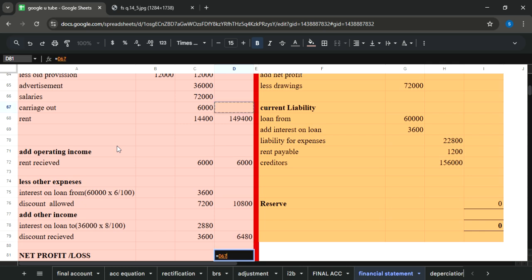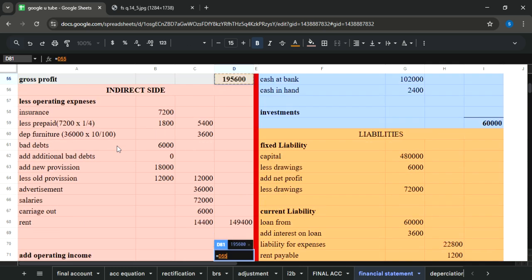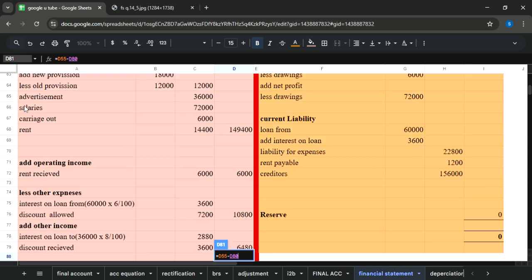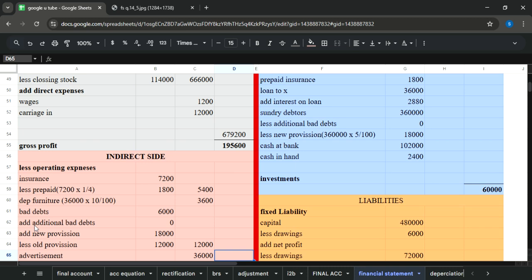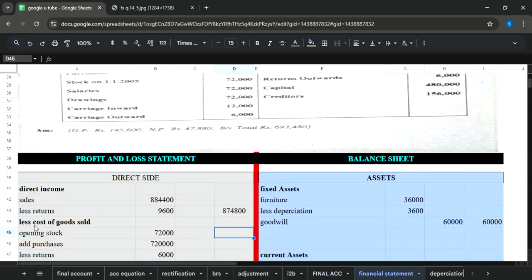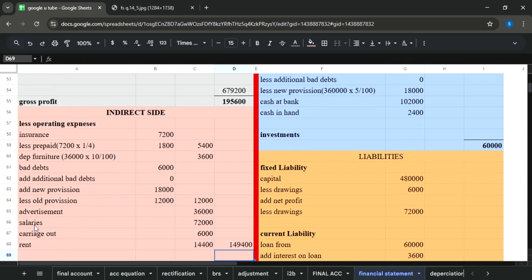Alright guys, it's time to calculate our net profit. First you will go to your gross profit 195,600, and then you will subtract your operating expenses, and then you will add your other income, and that was 6,000. Then you will subtract other expenses, it is 10,800, and then you will add your other income which is 64,800. This way we have calculated our total amount.